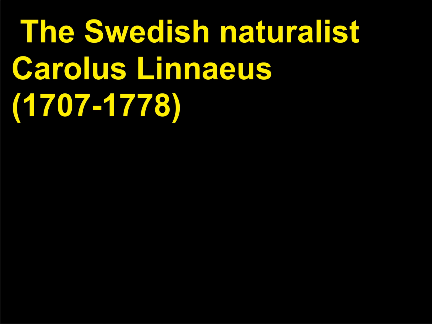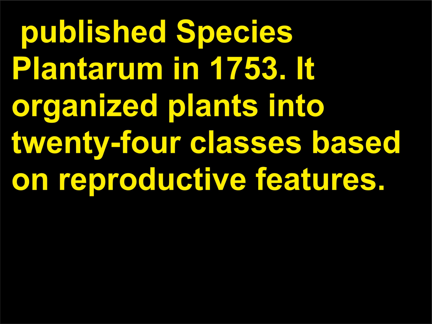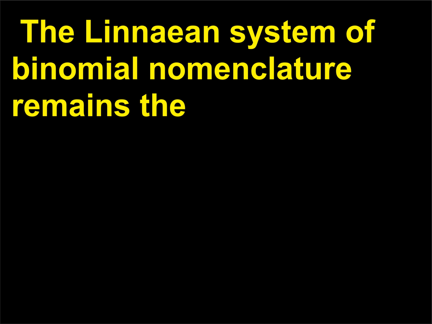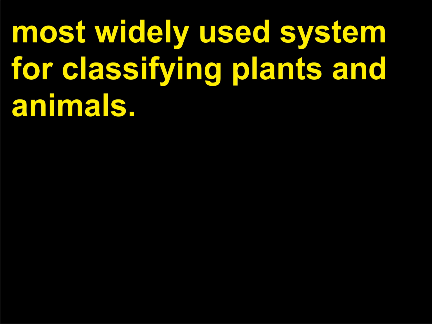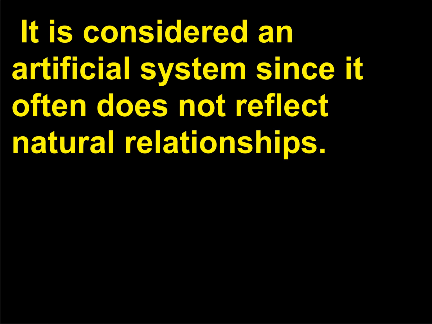The Swedish naturalist Carolus Linnaeus, 1707 to 1778, published Species Plantarum in 1753. It organized plants into 24 classes based on reproductive features. The Linnaean system of binomial nomenclature remains the most widely used system for classifying plants and animals. It is considered an artificial system since it often does not reflect natural relationships.